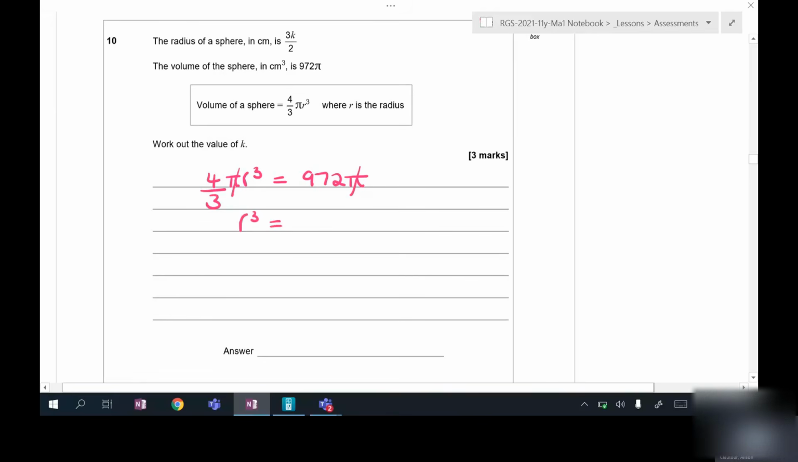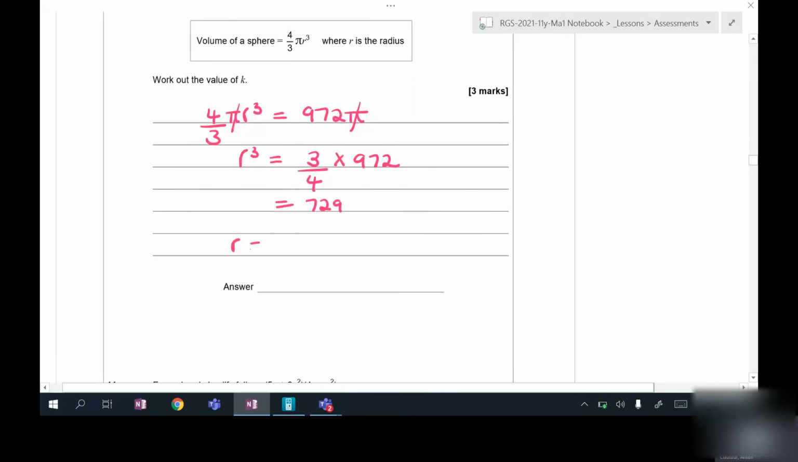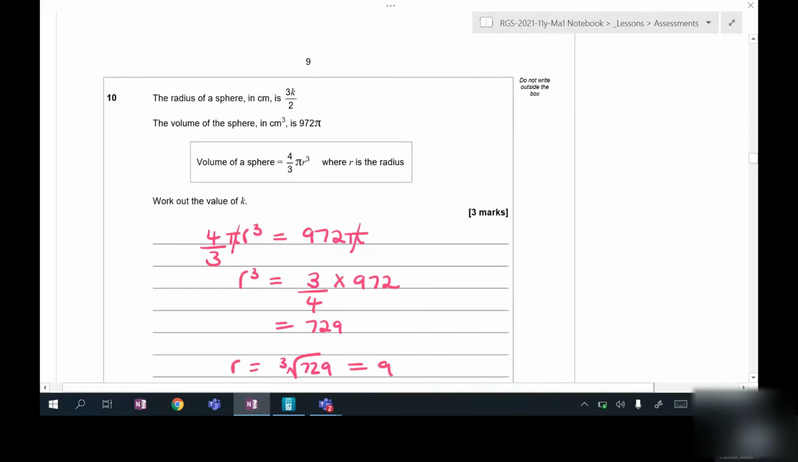To rearrange this, I need to divide by 4/3, which is the same as multiplying by 3/4. Or you can just do divided by 4/3 in your calculator. And we get 729. I then want to do the cube root of that, which gives me 9. So I know my radius is 9.